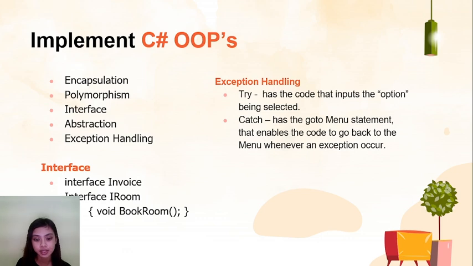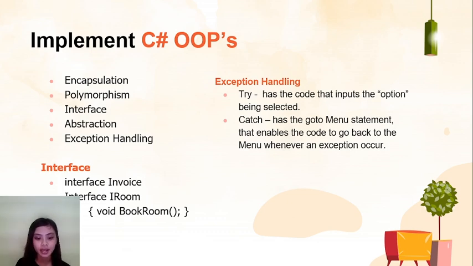So, I used exception handling. The try block is the block of code inside which the error can occur. So try has the code that inputs the option being selected. I only use it once in the class program.